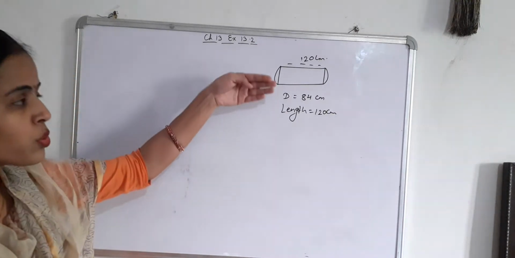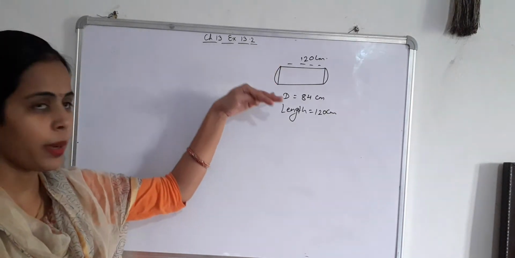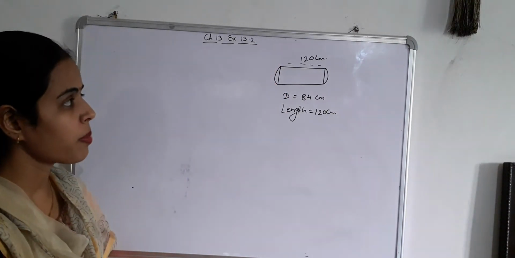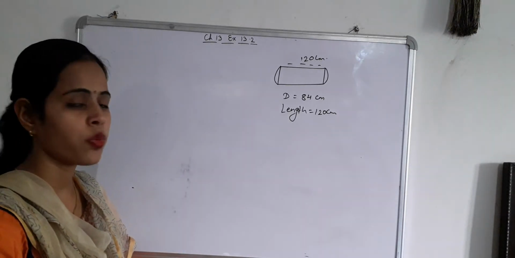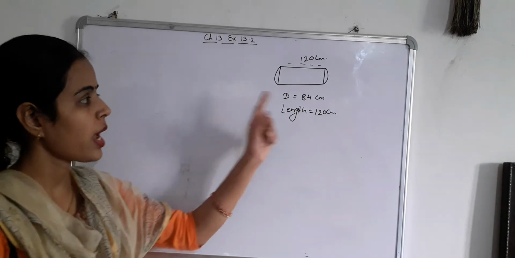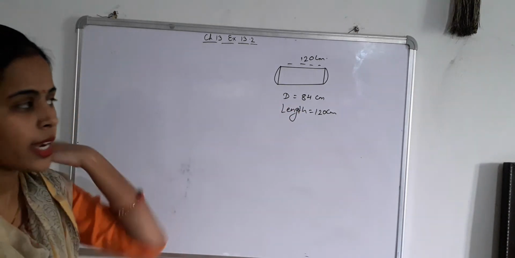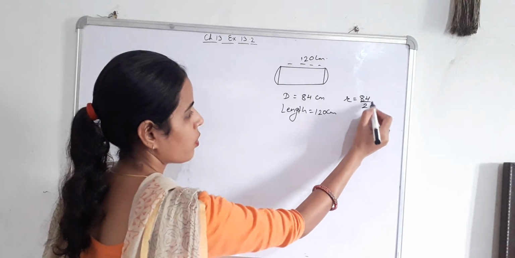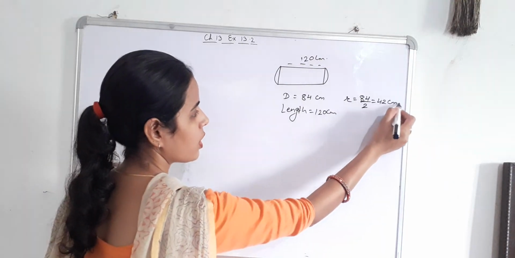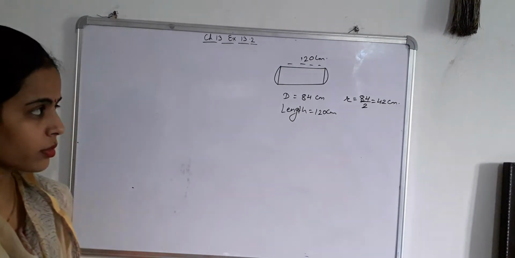This roller is used to level a playground and it completes 500 revolutions. Find the area of the playground. If diameter equals 84 centimeter, then radius will be 84 upon 2 equals 42 centimeter.